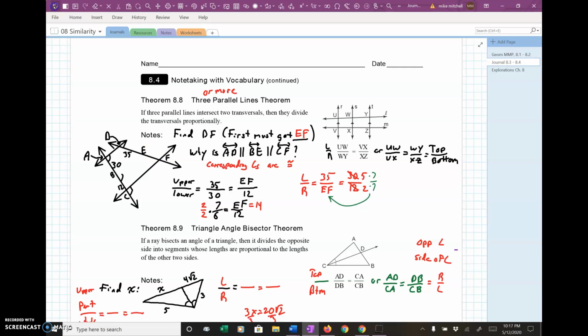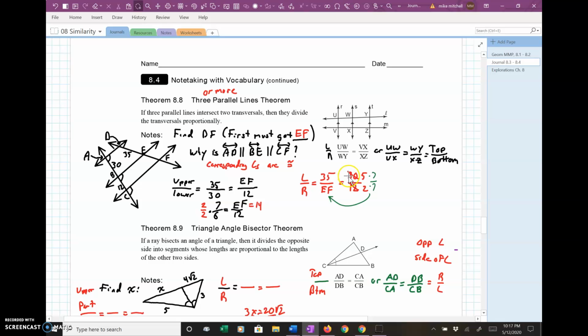I'm not going to call that X, I'm just going to use EF there. Okay. Upper to lower, 35 to 30 equals EF to 12. I can reduce 35 over 30 to 7/6. I could cross multiply here, but hey, 2 times 6 is 12, so 2 times 7 equals 14. EF has to be 14.